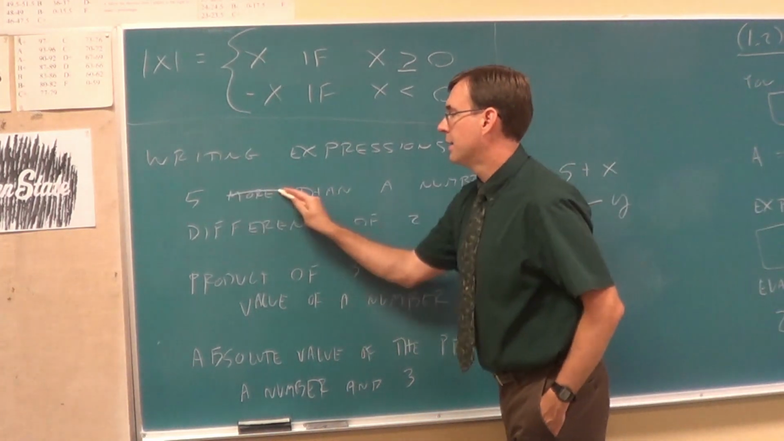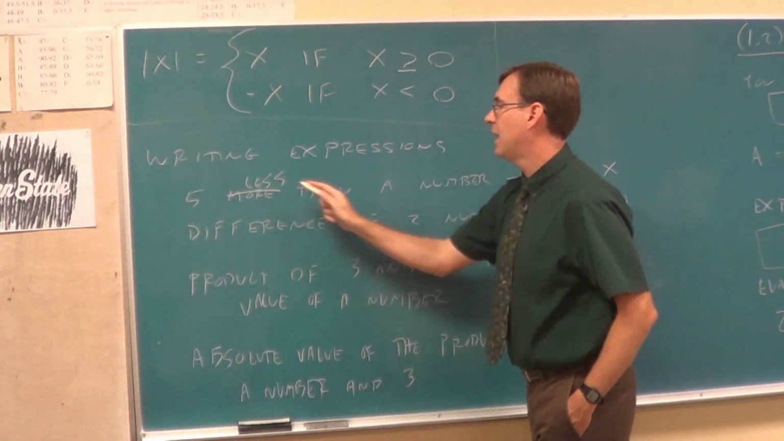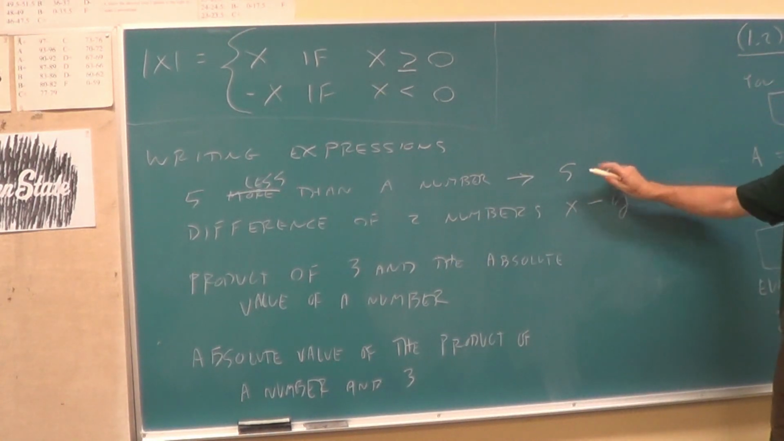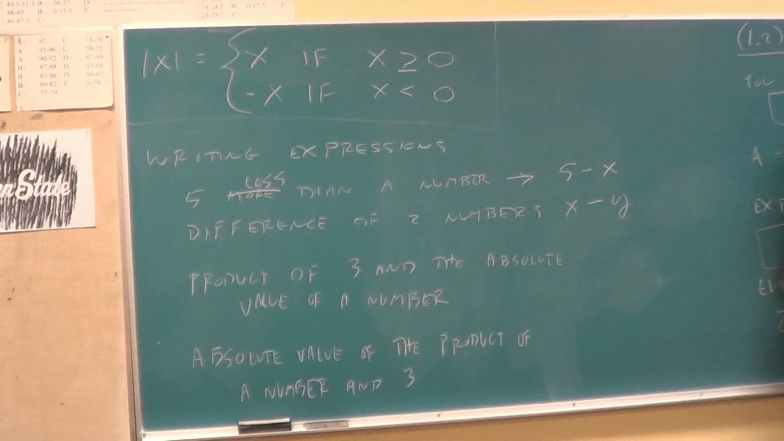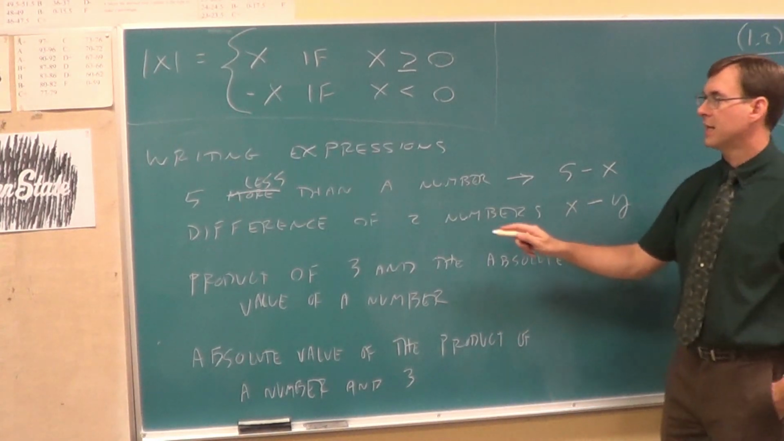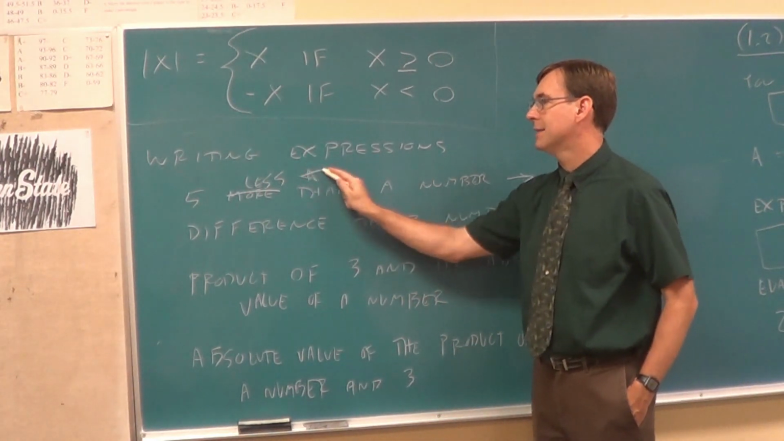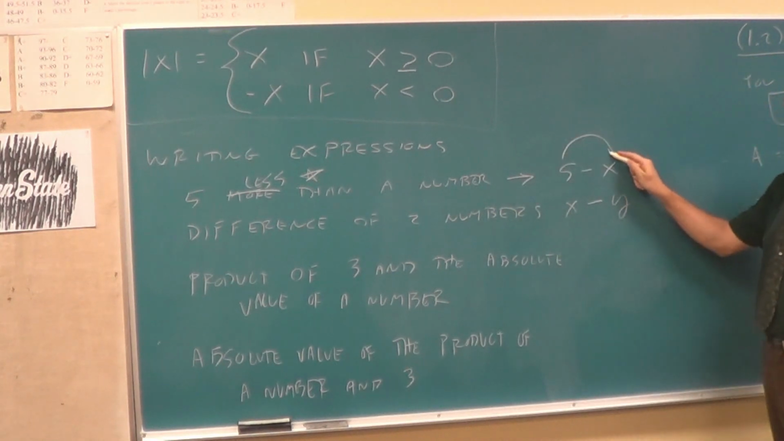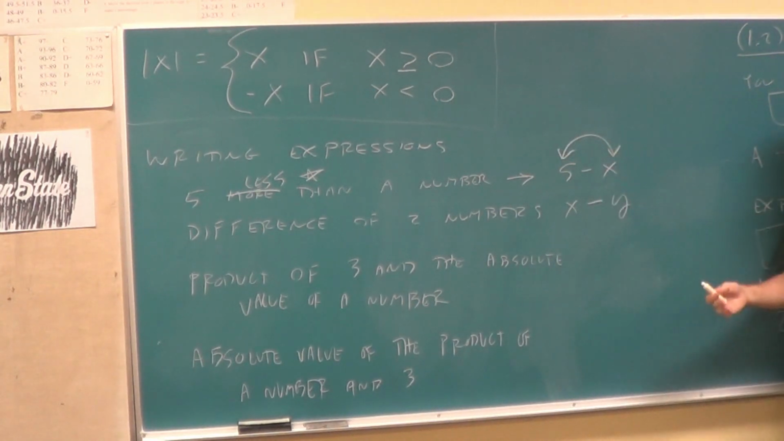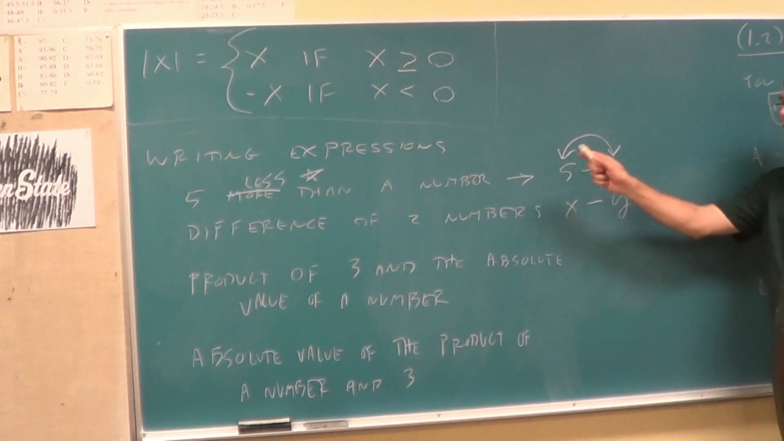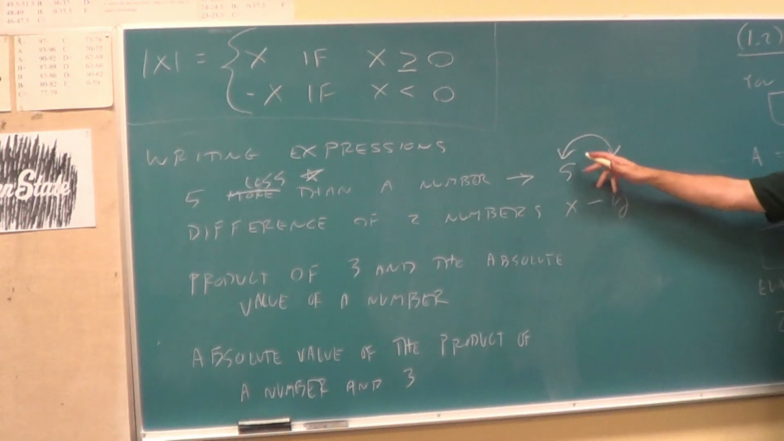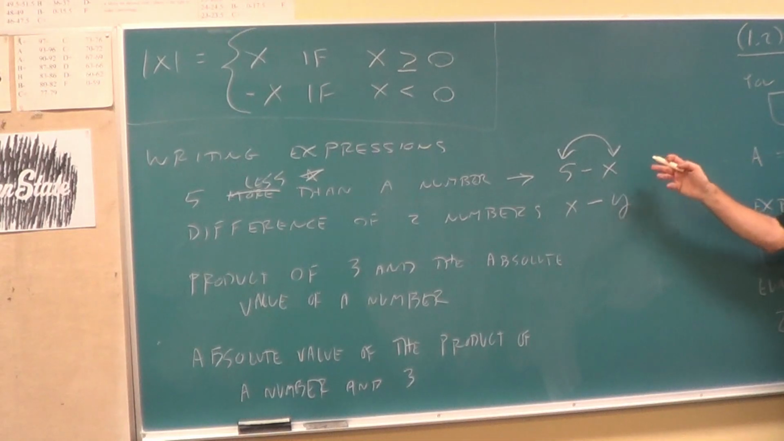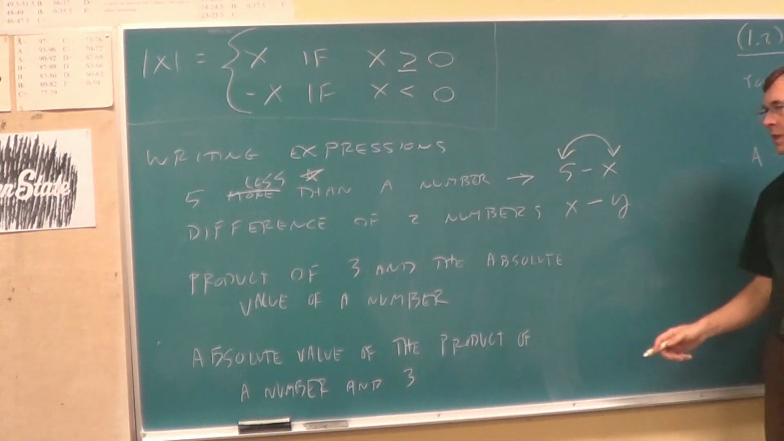Let me rewind back to this one. If I go 5 less than a number, 5 minus x? Gotta flip it. Only less than makes you do that, but the phrase less than makes you go in the opposite order. I don't know why, just trust me, take it by faith. It's just how it happens. If you're 5 less than something, it has to be something minus 5. It just is what it is.